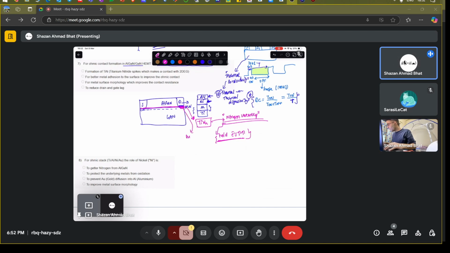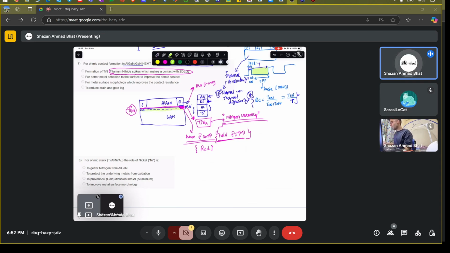If you have a huge electron concentration in this region, your contact resistance will accordingly drop, because it will almost behave like a metal. These titanium nitride compounds, which are called titanium nitride spikes, make contact with the 2D electron gas. Because aluminum nitride is usually of the order of 1 to 2 nanometers, it is very thin, so it directly makes contact with the 2D gas. It's just like a metal in contact with another metal, because the 2D electron gas is almost like a metal sheet.